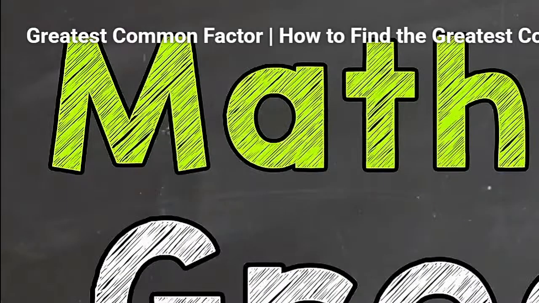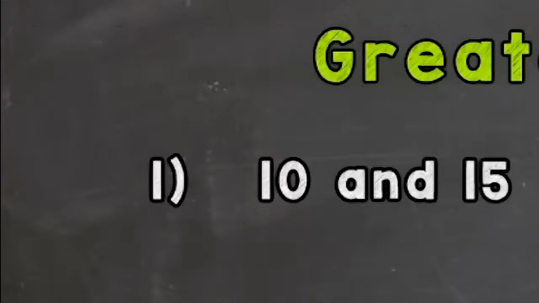Welcome to Math with Mr. J. In this video, we're going to discuss how to find the greatest common factor between two numbers. And as you can see, there are four problems here and sets of numbers that we're going to find the greatest common factor. So for example, number 1, we have 10 and 15. So let's jump right into that one and see how we find the greatest common factor.